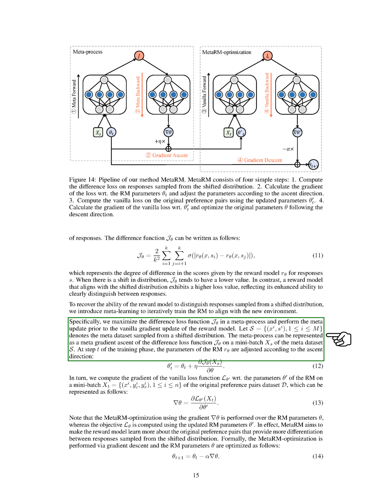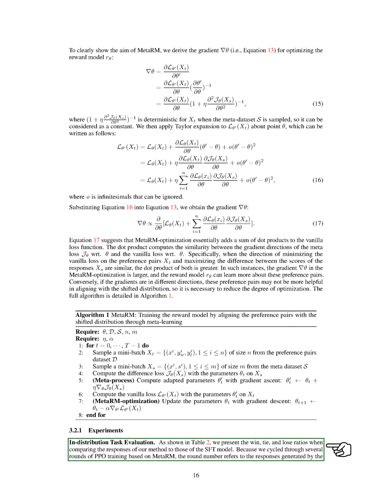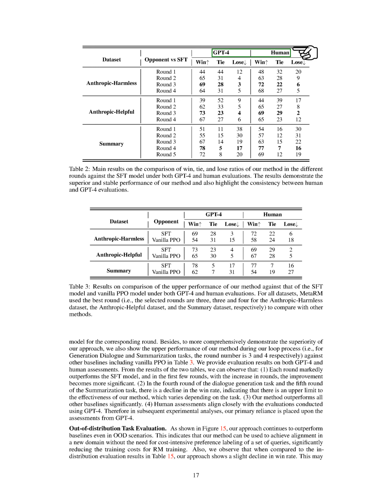Section 3.2.1 Experiments. We conducted several experiments to evaluate our method's performance. We compared our method's responses to those of the SFT model, and the results are presented in a table. The table shows the win, tie, and lose ratios for each round of PPO training we conducted using meta-RM. To further illustrate the effectiveness of our method, we also included the best performance of our method during our loop process. For the generation dialogue and summarization tasks, these were rounds 3 and 4 respectively. We compared these results with other baselines, including the vanilla PPO.